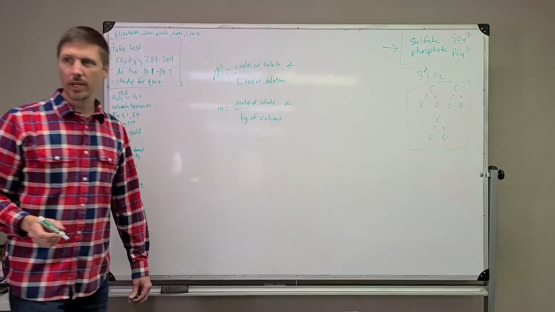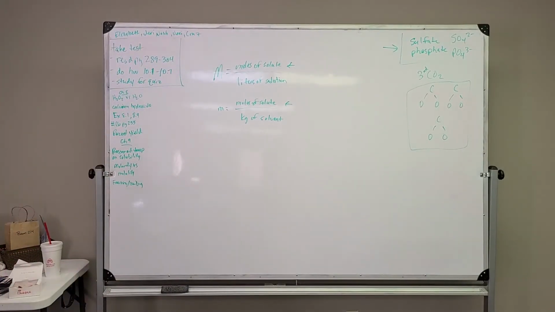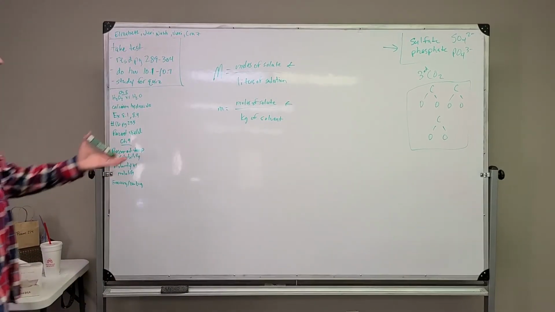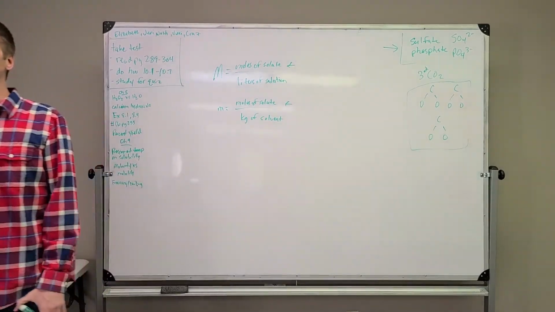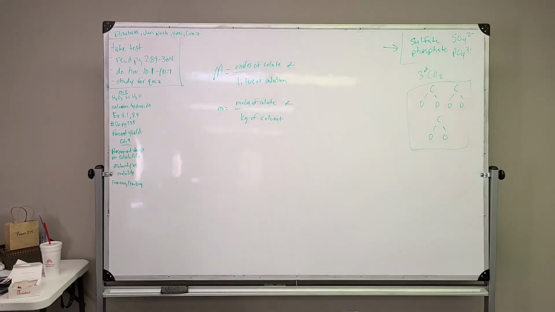So there are sneaky ways that I could make you do stoichiometry, by giving you the molarity or molality, and you have to calculate the moles from that, and then do some stoichiometric calculation. Just make sure that you understand how to use those formulas and understand the problems that use them.